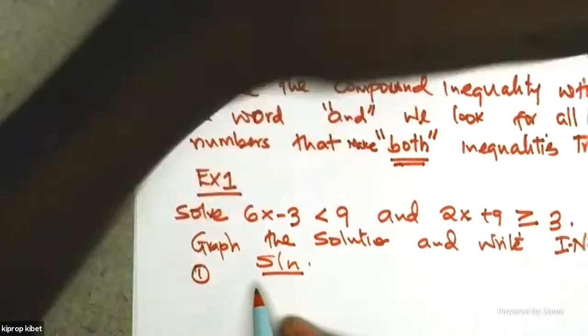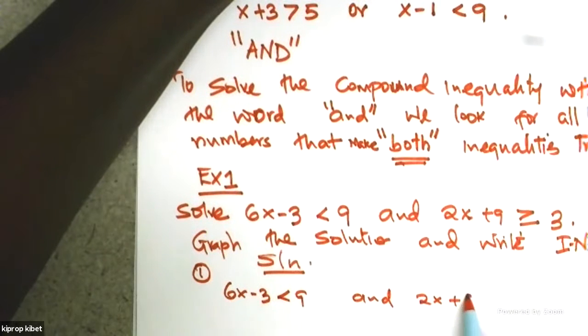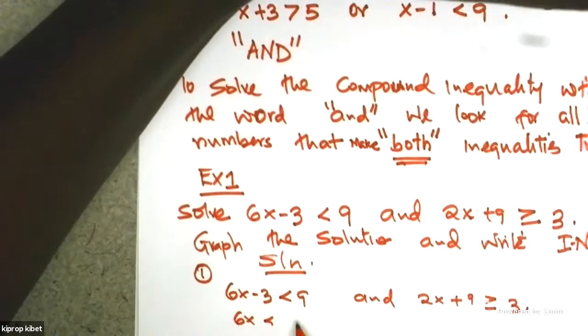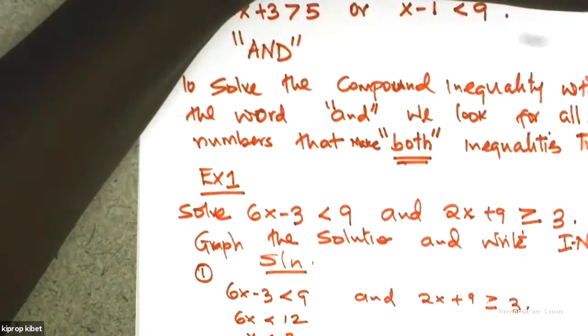Solution. We have 6x minus 3 less than 9 and 2x plus 9 greater than or equal to 3. Let's solve each of the inequalities. We need to make x the subject. The first step is to add 3 to both sides. So you get 6x less than what? 12, right? So x is less than 2.